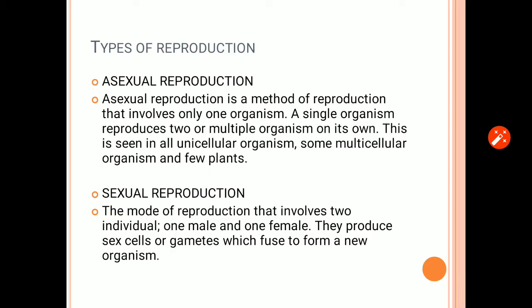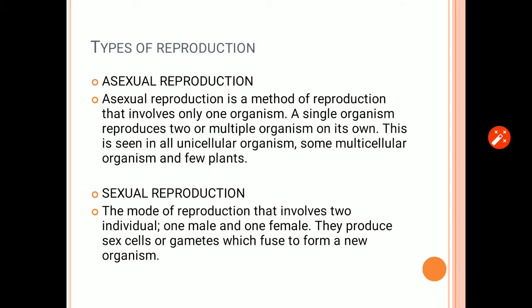Now about the types of reproduction. There are two types of reproduction: sexual and asexual reproduction. Asexual reproduction is a method of reproduction that involves only one parental organism. A single organism reproduces two or multiple organisms on its own. This is seen in all unicellular organisms, some multicellular organisms, and few plants.